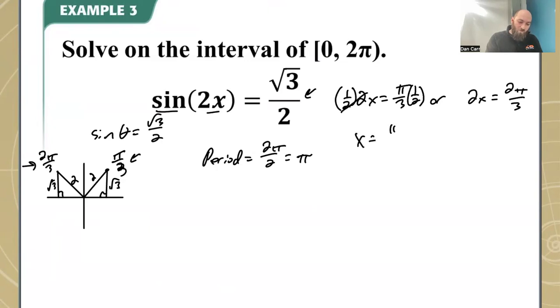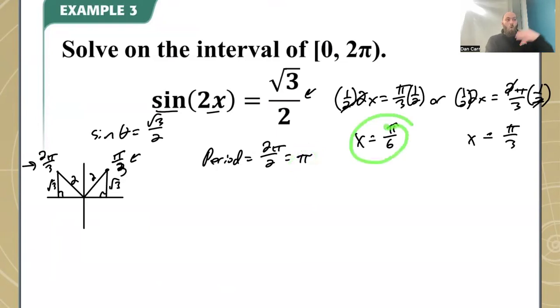I get x is equal to pi over 6. And then same thing here, multiply by 1/2. So x is equal to, that'll be gone, it'll be pi over 3 now. But because of the periodic nature of this pi here, if I go one more pi above that, and if that falls within this range, that's still going to be a solution here.